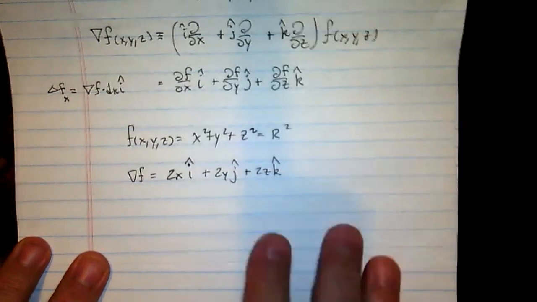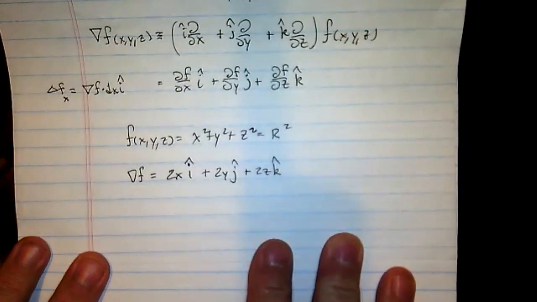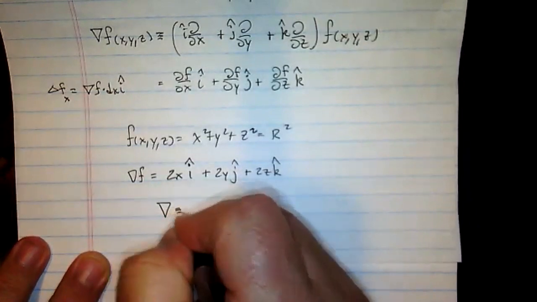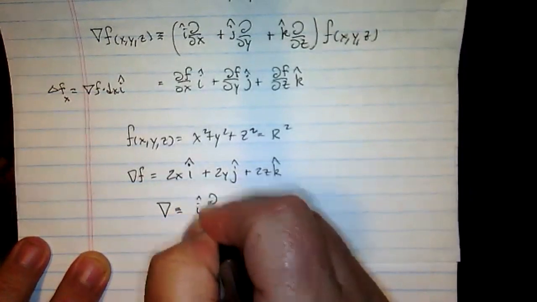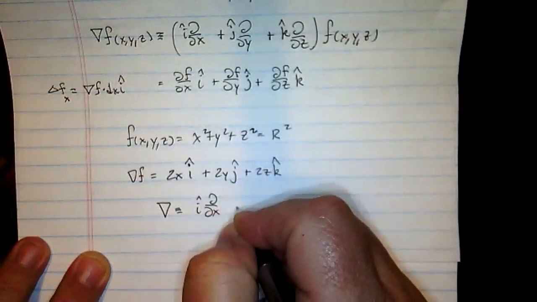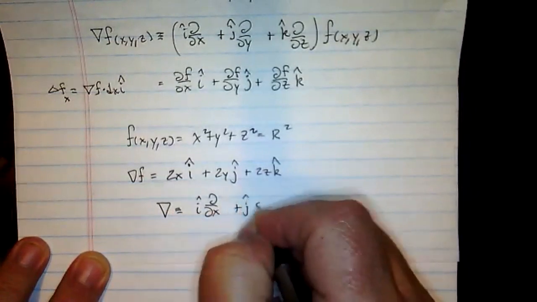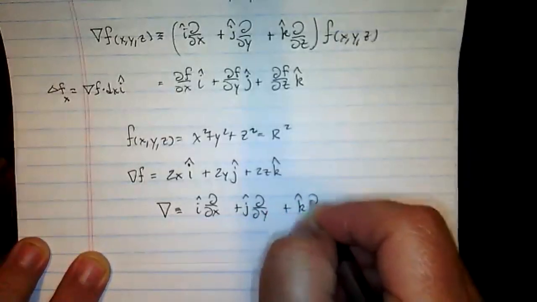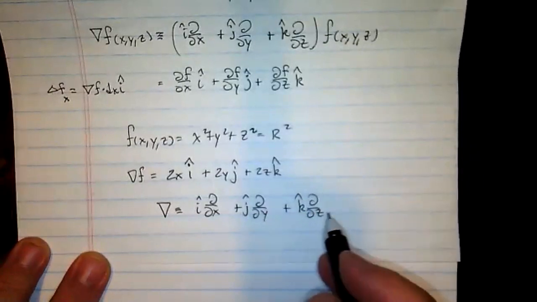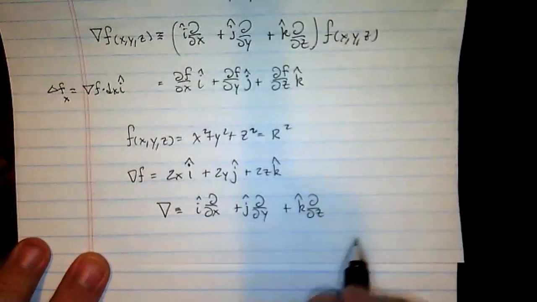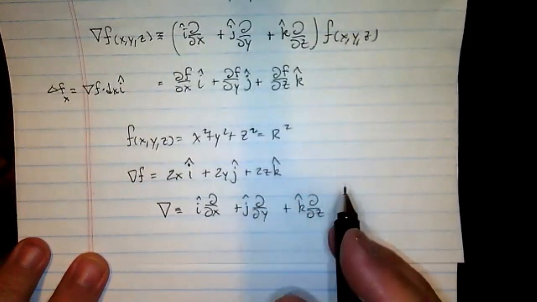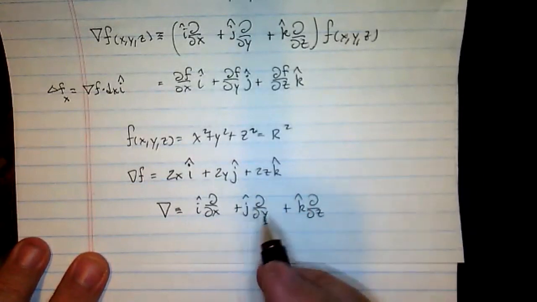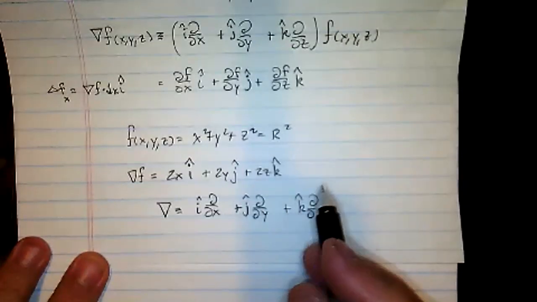So hopefully that helps you compute a gradient. We're next going to use this del operator, which is defined to be i hat partial with respect to x plus j hat partial with respect to y plus k hat partial with respect to z. We're going to show you how to use that operator in a dot product and in a cross product. When it's a dot product, it's called a divergence. When it's a cross product, it's called a curl.